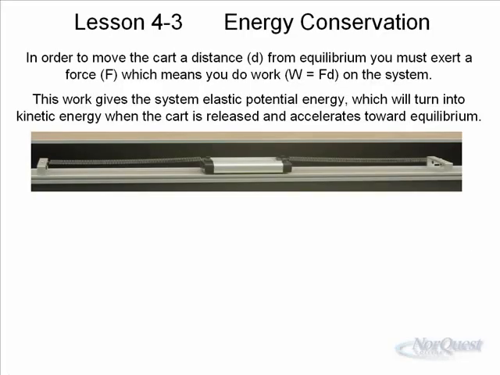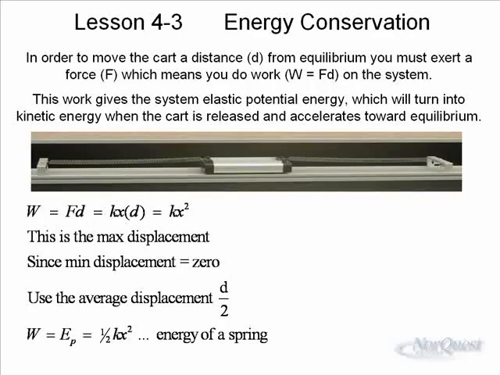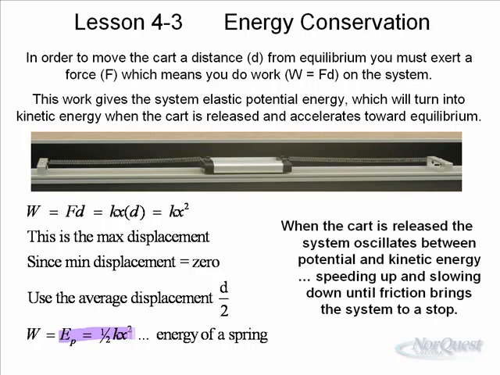In order to move the cart a distance d from equilibrium, you must exert a force, which means you do work, Fd, on the system. As we did in the previous lesson, we have derived a formula for the potential energy of a spring. The potential energy of the spring is 1/2 kx squared. So when the cart is released, the system oscillates between potential and kinetic energy.